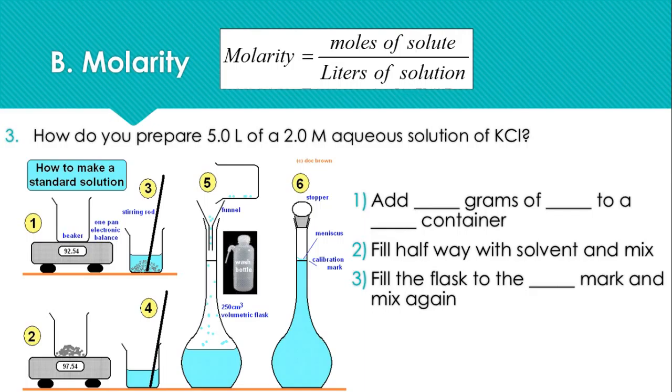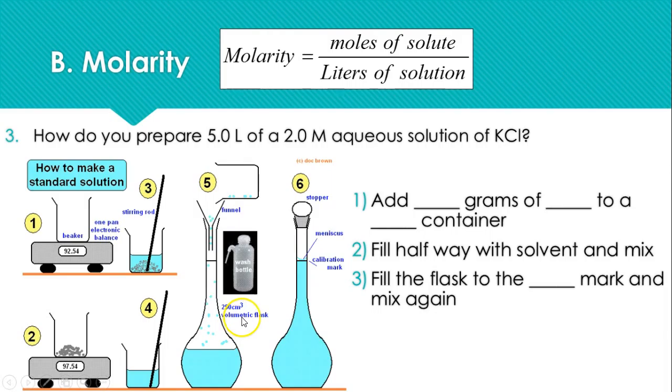So here's the rest of this. How do you prepare the solution? Well, this is kind of an outline of how you prepare any solution. You're going to add a certain number of grams to a container, and you want to make sure that that container holds as much of the solution that you need. So here's some steps. Okay, you weigh it out, you stir it. If you have a volumetric flask, that's the amount. Volumetric just means it measures that exact amount.